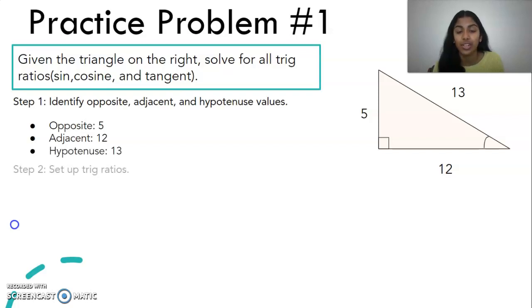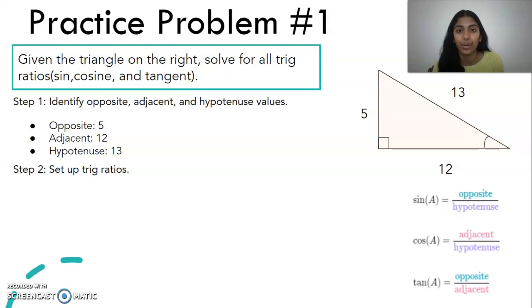Now let's set up our trig ratios. Keep in mind the ratios we identified earlier. Since we have identified those values, we can just substitute them right in. Sine is equal to opposite over hypotenuse. Cosine is equal to adjacent over hypotenuse. And tangent is equal to opposite over adjacent.